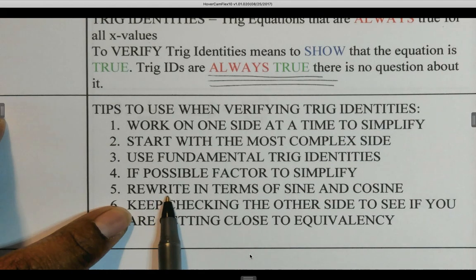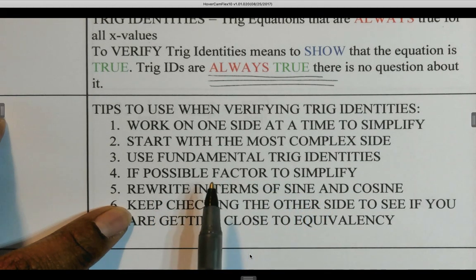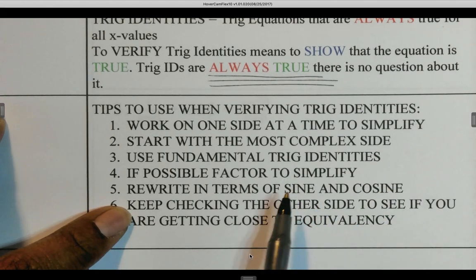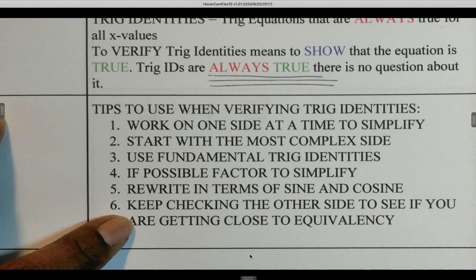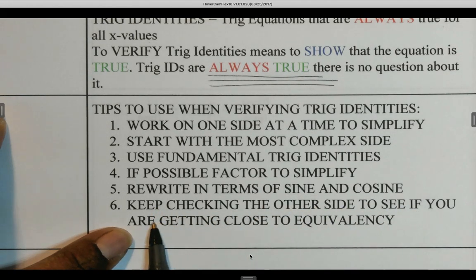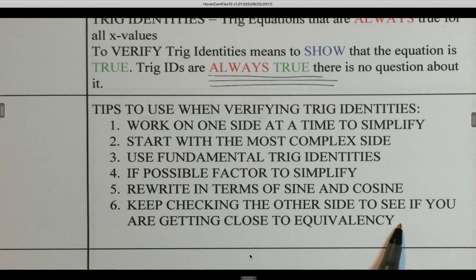And then also we're going to rewrite trig functions in terms of sine and cosine, just because those are usually easier to recognize, and then we can use identities after that. And then one last tip is just keep checking the other side to see if we're getting close to what we need. We know what the answer is supposed to be. We need to just make sure we're getting closer and closer to that expression. Okay, so let's look at some examples.